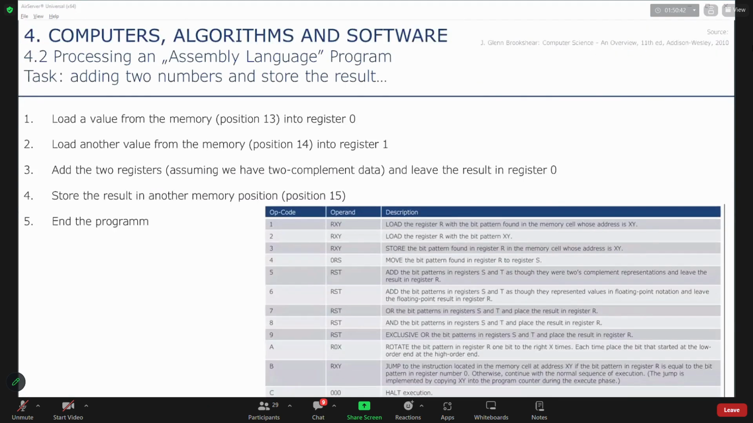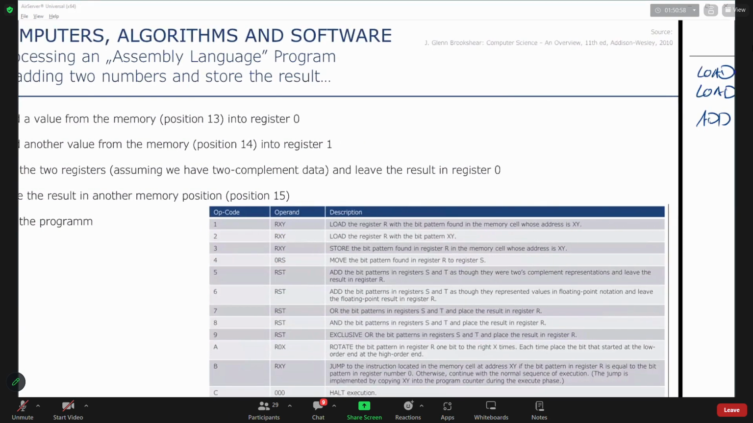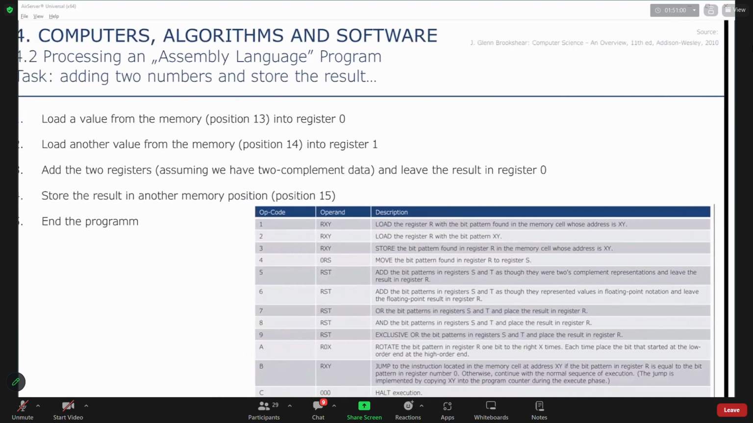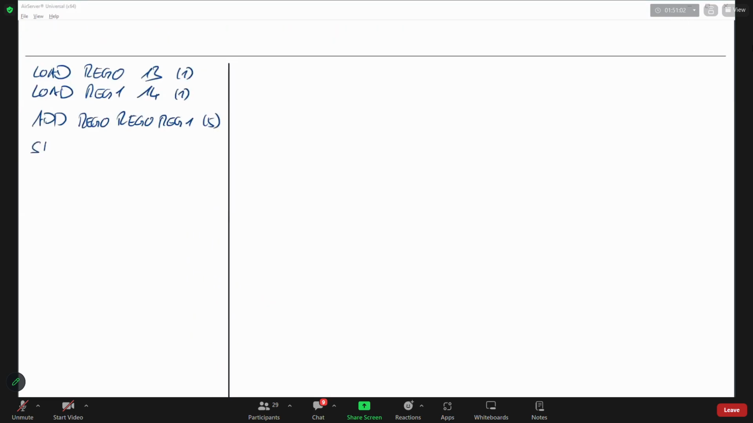Then the next should be store the result in another memory position at 15. So store the bit pattern found in the register R into the memory cell whose address is XY. So that's command 3. So store the value from register 0 in 15.